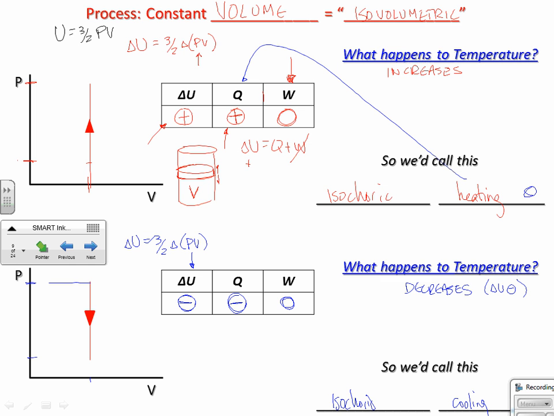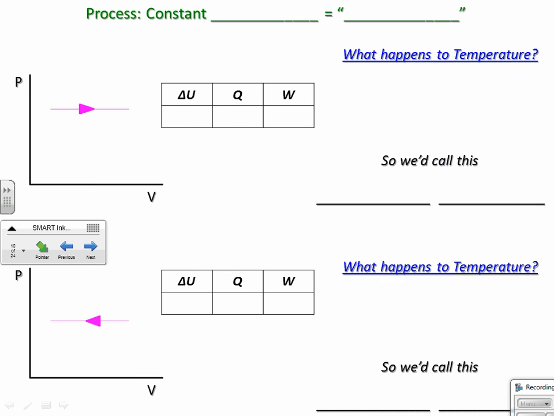Rare that someone will say, draw me an isochoric heating. Rare? I don't know. I should make you do it. But it's rare in real questions. And by real questions, I mean AP questions. One more, and then I'll let you go.